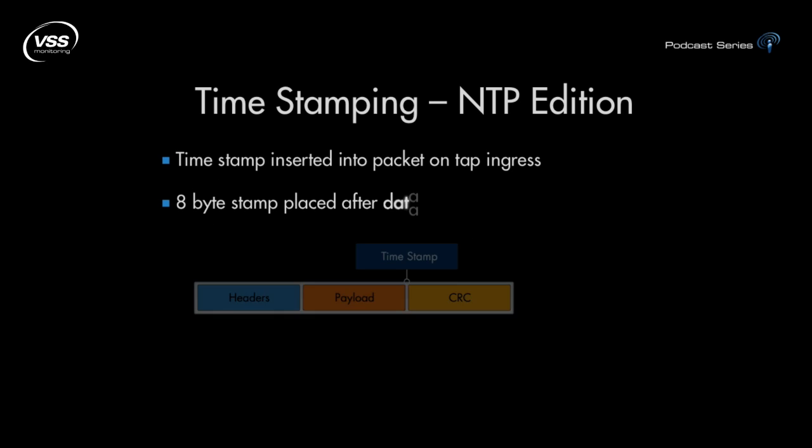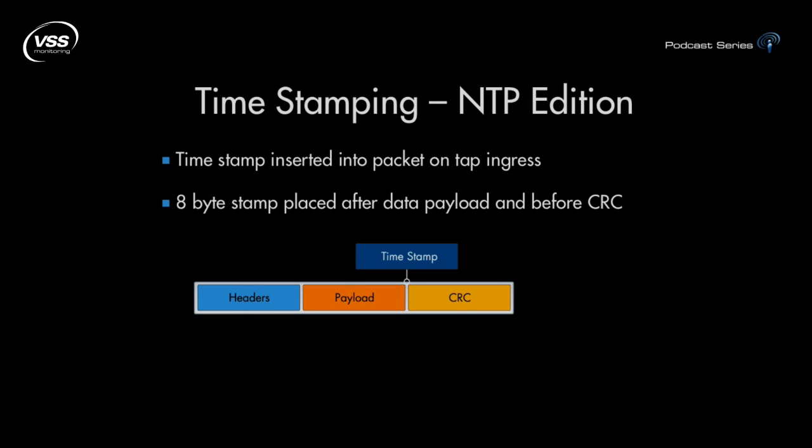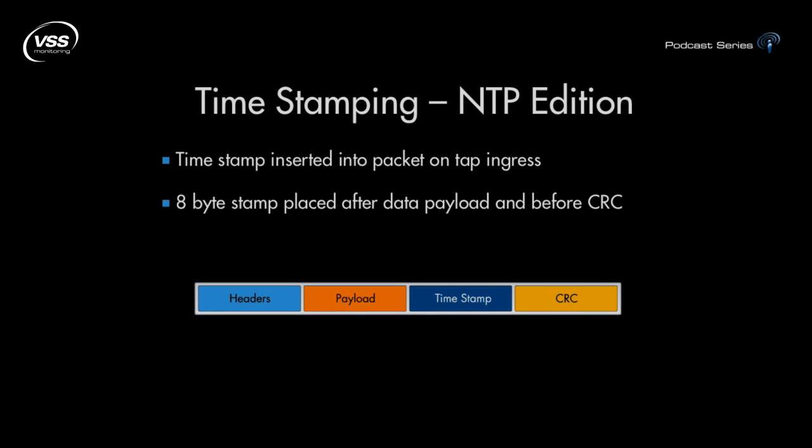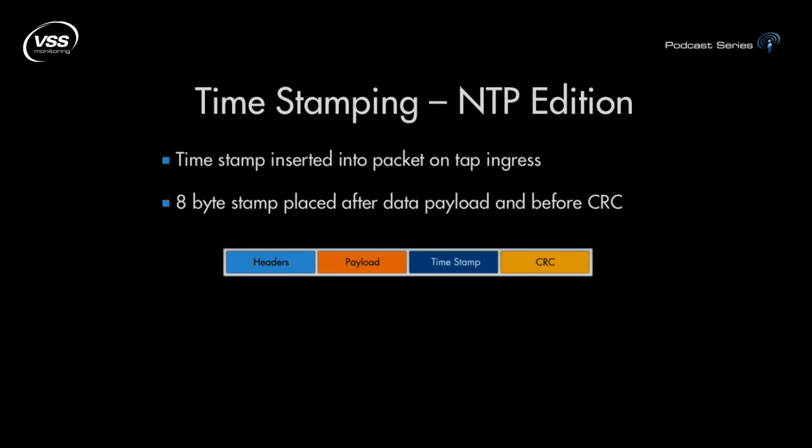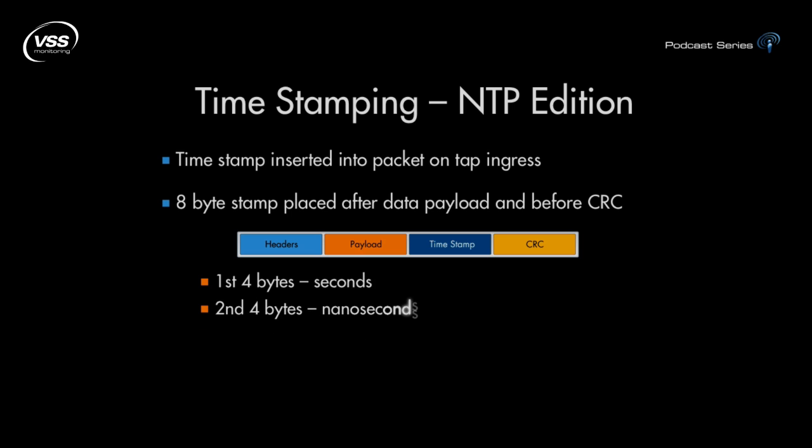Today we're going to discuss timestamping, NTP edition. In timestamping, a packet is timestamped on ingress into the tap. An 8-byte stamp is placed after the data payload and before the CRC inside the packet, and this allows for multiple monitor tools to access the timestamp data. The first 4 bytes of the timestamp are representative of seconds, and the second 4 bytes are representative of nanoseconds. Then the CRC is recalculated and a standard Ethernet packet is formed.